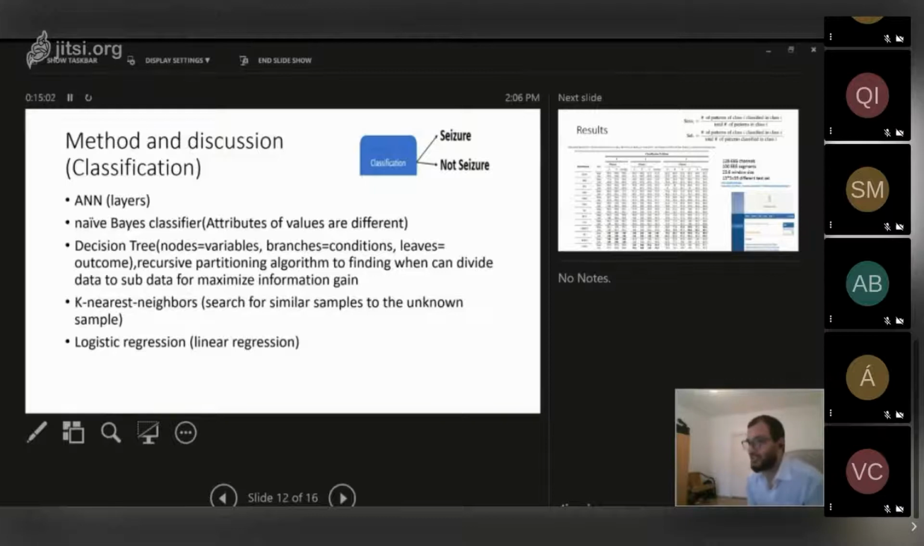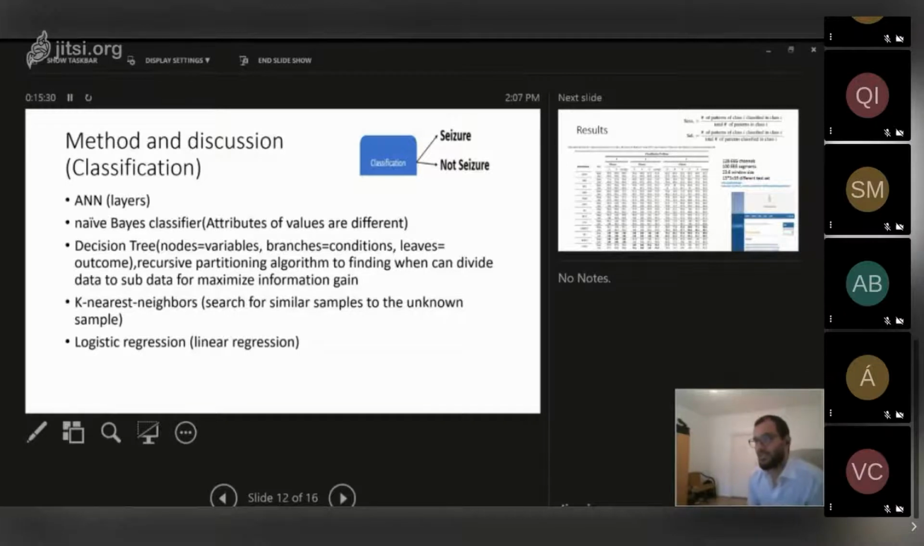For the decision tree, they use a recursive partitioning algorithm, and it stops when the information gain decreases if we divide the data into sub-data. In a decision tree, we have nodes, branches, and leaves, which are known as variables, conditions, and outcomes.